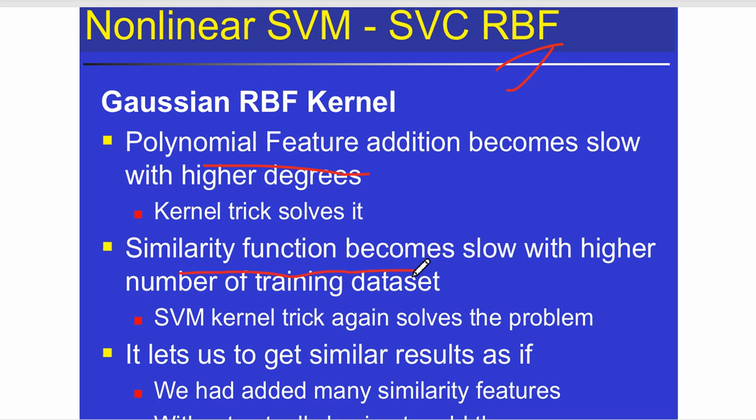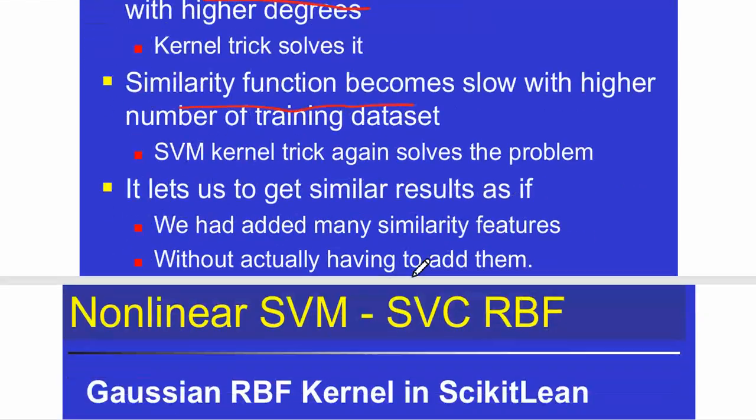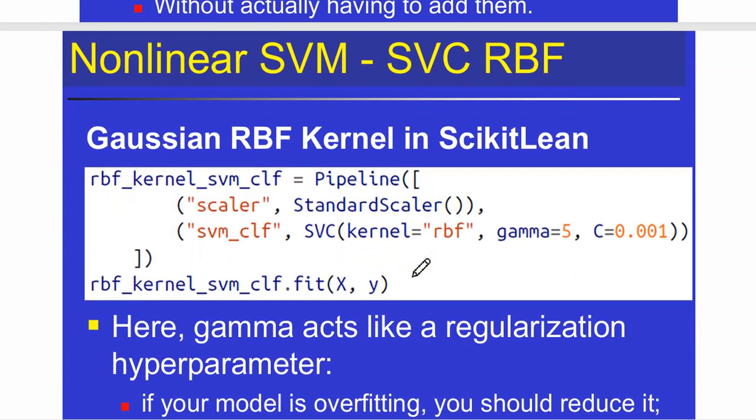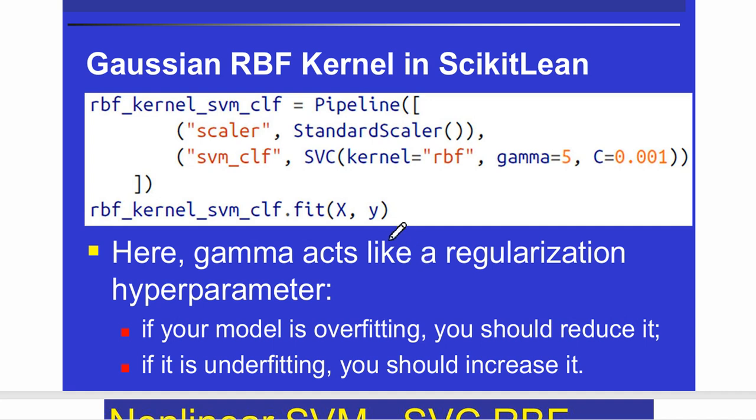If you have more records in the training data, finding the similarity measures may take more time. Anyhow, choosing the best kernel for solving nonlinear data is also a challenging task. To implement nonlinear SVM using the RBF kernel, we simply pass kernel equal to RBF.